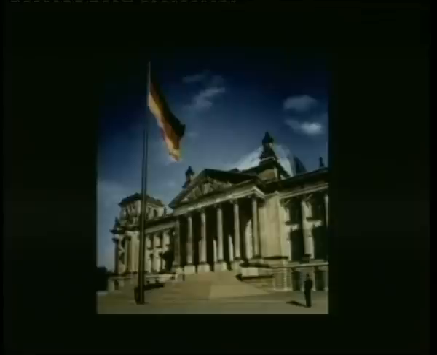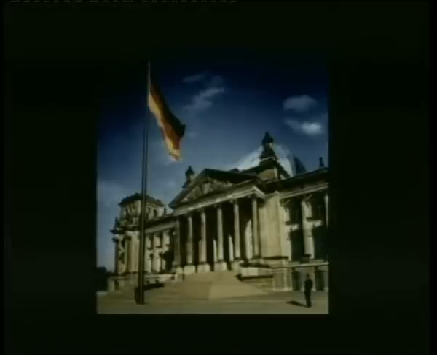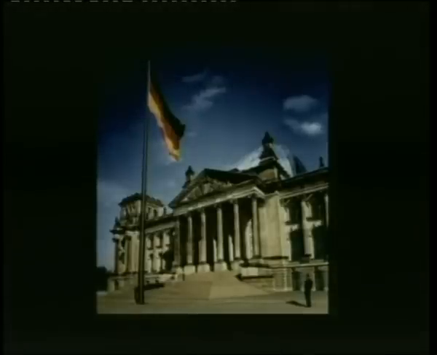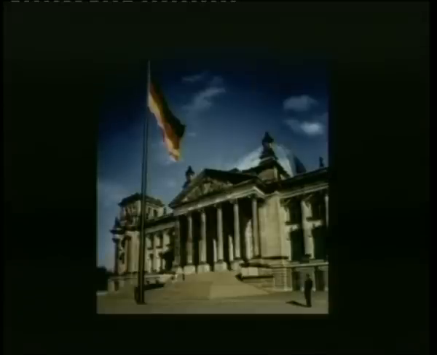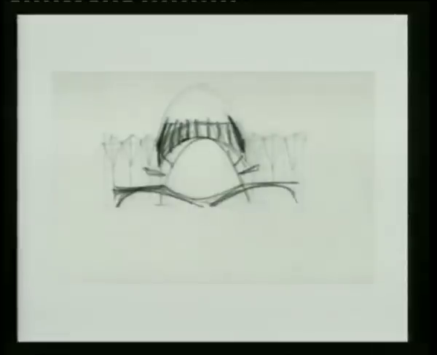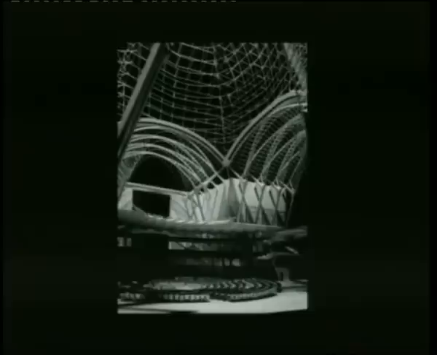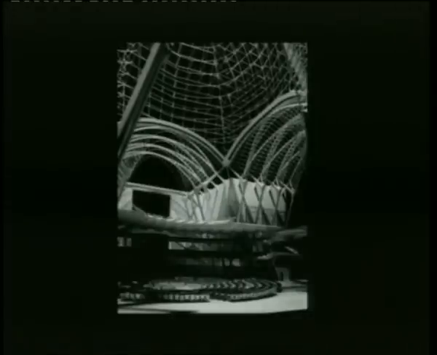I was part of the competition, and I won the competition ex aequo with two other architects with this proposition, which consists in building a cupola over the roof of the building. And the cupola has to do very much with the studies I showed you.